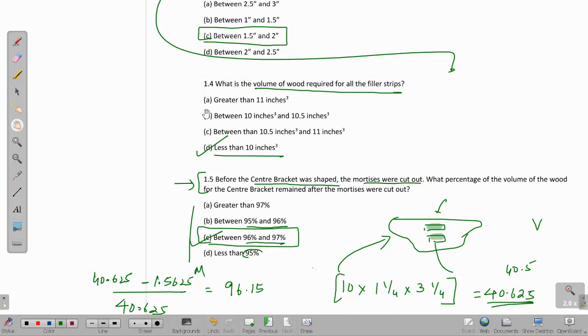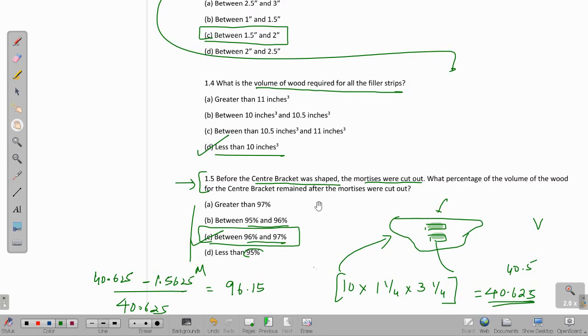Anyways, there you have it. That's how we solve this one, if at all you want to solve it. I give up, ladies and gentlemen. Thank you. Bye.